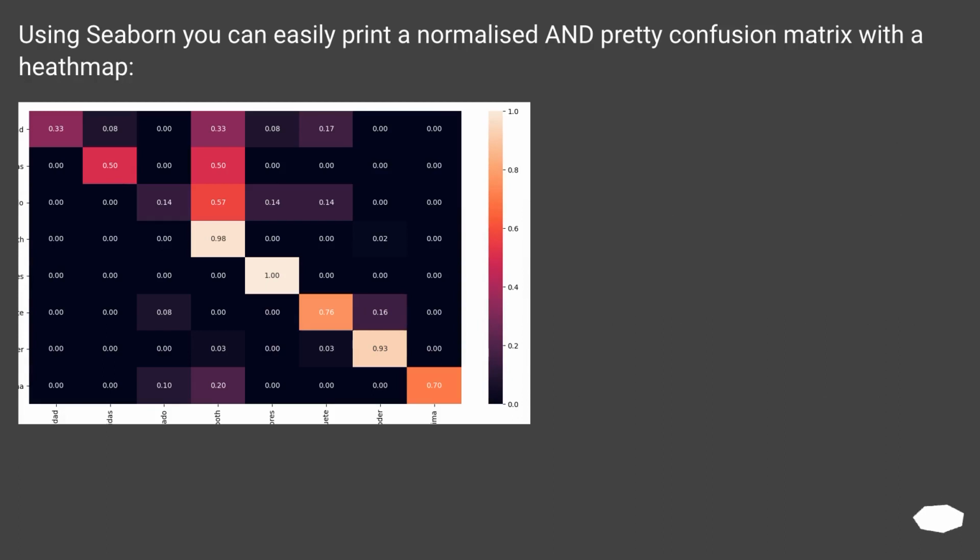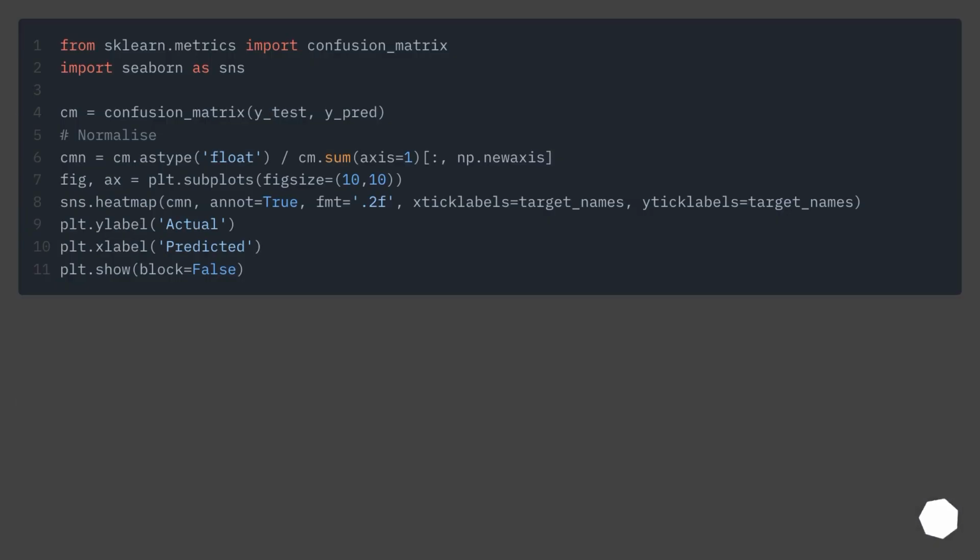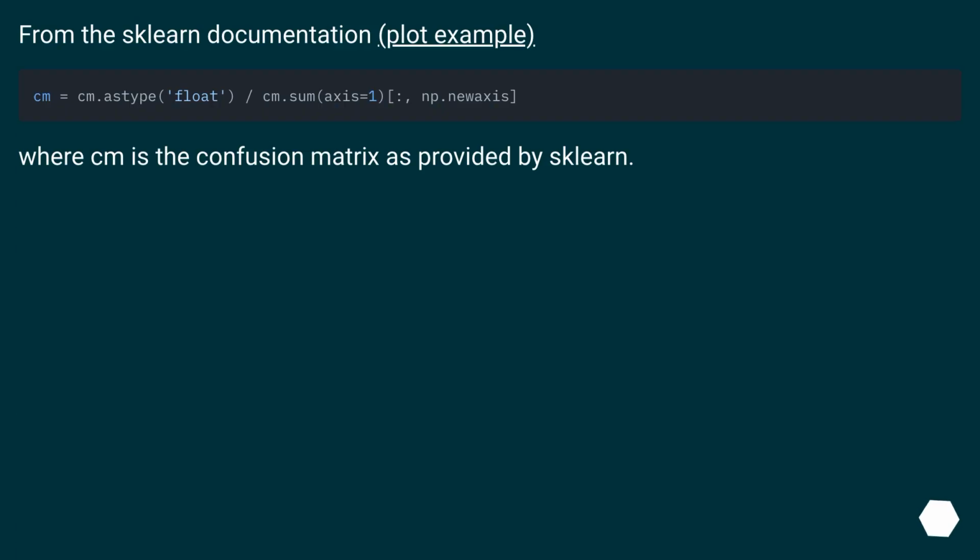Using Seaborn, you can easily print a normalized and pretty confusion matrix with a heat map. From the scikit-learn documentation plot example, where cm is the confusion matrix as provided by scikit-learn.